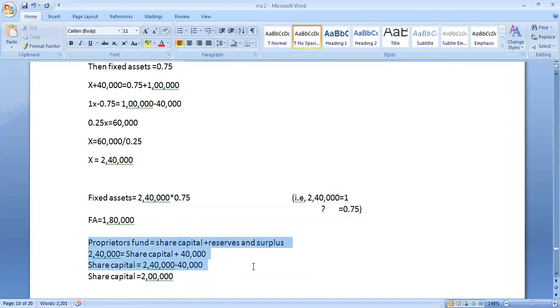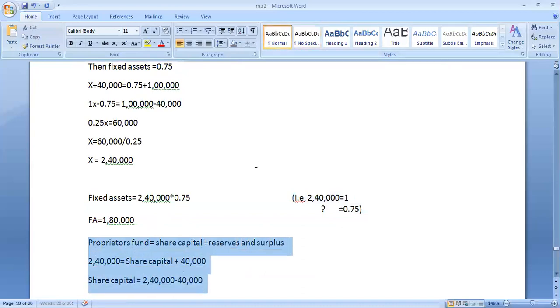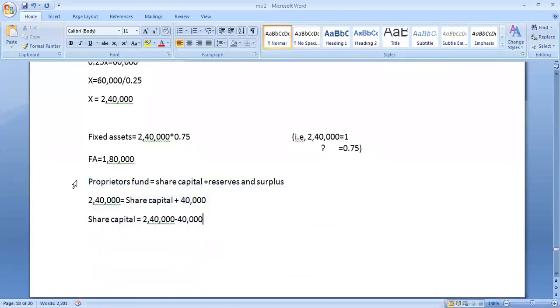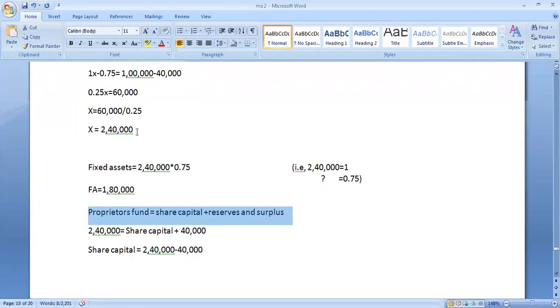And now this is the proprietor's fund equation. What does proprietor's fund include? Proprietor's fund includes all the share capital along with the reserves and surplus. Reserves and surplus is given in the question, and share capital is not given, that you have to calculate, but the proprietor's fund you have computed. So what is the proprietor's fund? 2,40,000, which is equal to share capital plus reserves and surplus.